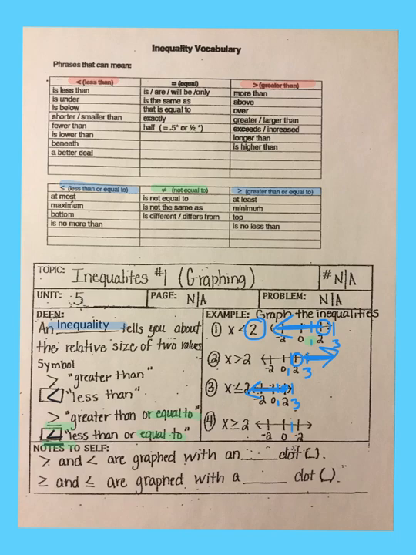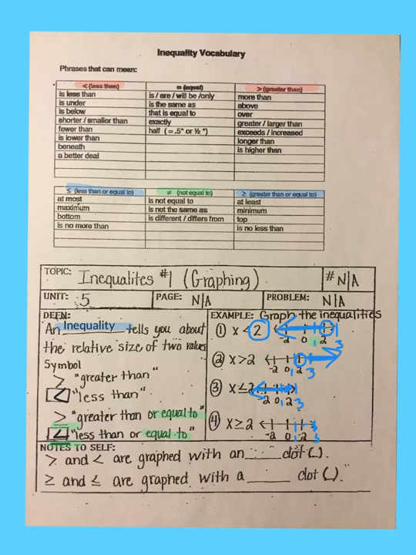And then x is greater than or equal to 2. So I'm going to put a 1 and a 3. I have the closed dot. And then I shade in the direction of the 3. So greater than and less than are graphed with an open dot. And greater than or equal to and less than or equal to with a closed or a solid dot. So an open dot or a closed dot. Okay, let's continue on to the next page.